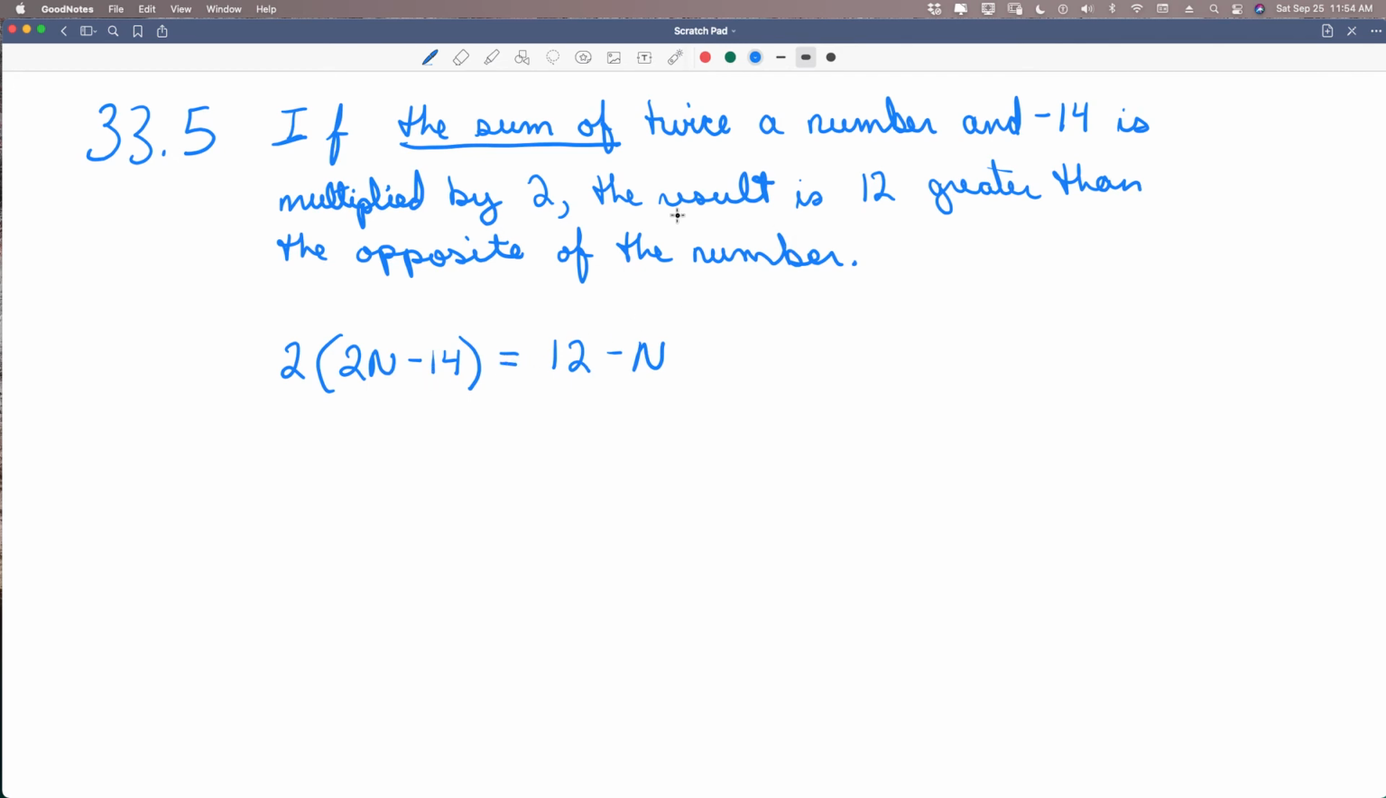The result is, and that's our equal sign right here, 12 greater than. So I just put in a positive 12. The opposite of a number we know is a negative. So -n is always going to be the opposite of the number, right? Anytime you see the opposite of the number, it's -n. Okay? So now we have our problem.